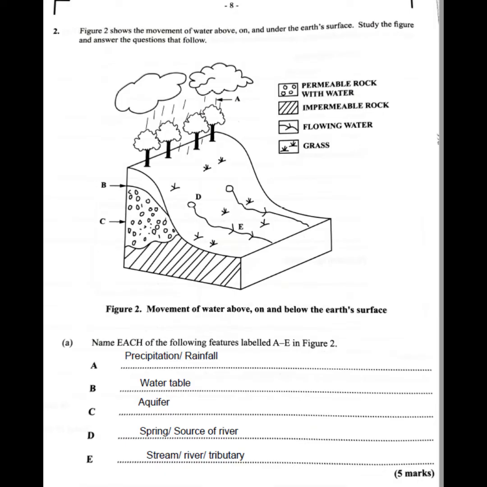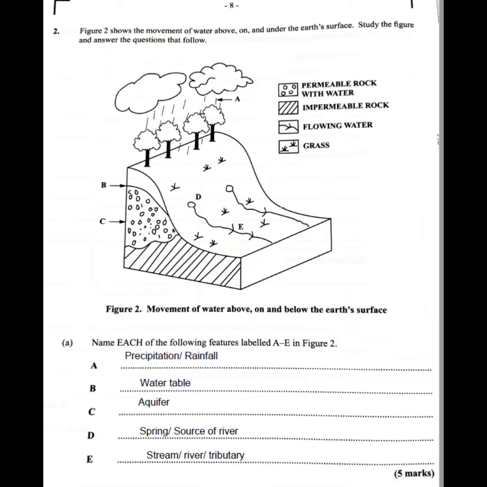Now, at A, we have precipitation or rainfall. At B, we have the water table. At C, we have aquifers. At D, we have springs or sources of water. And at E, we have streams, river, or tributaries.